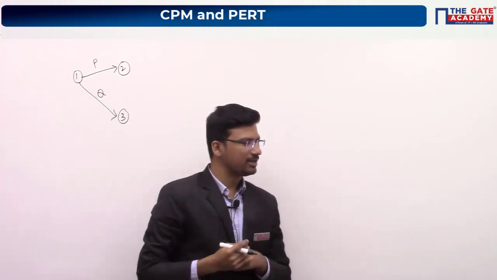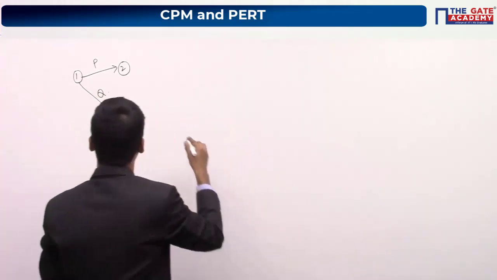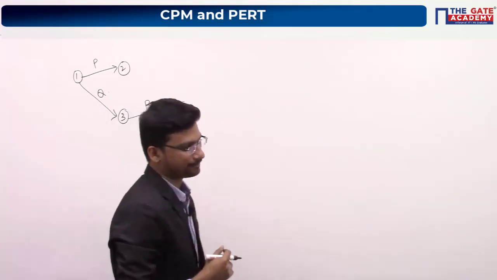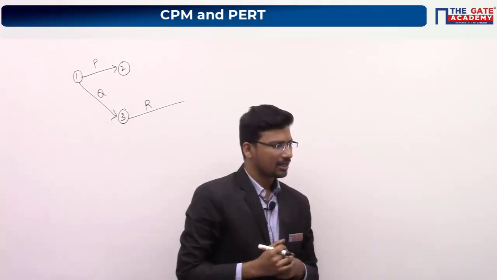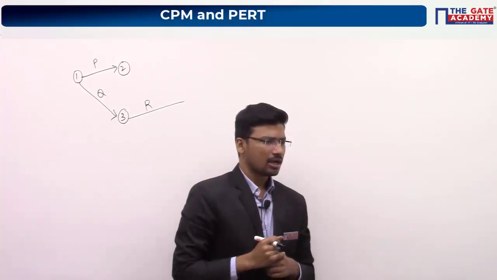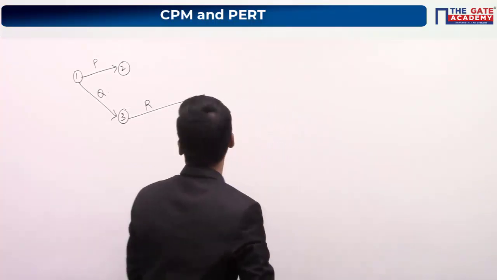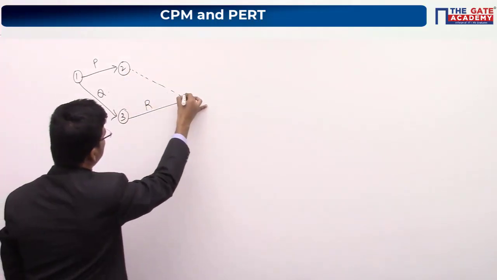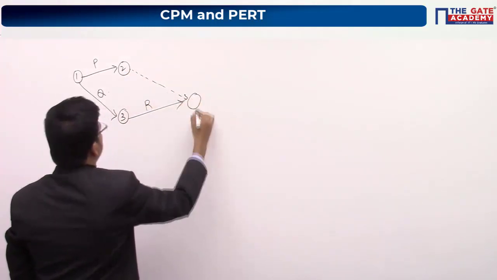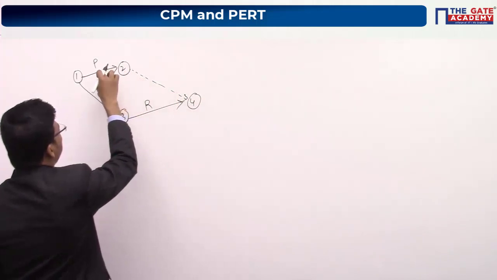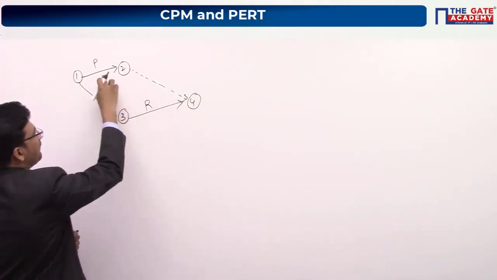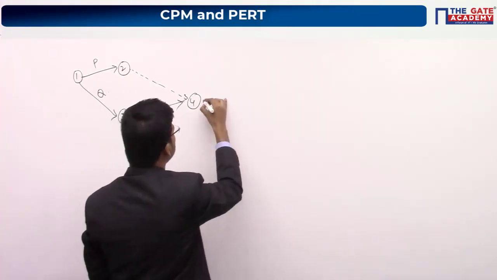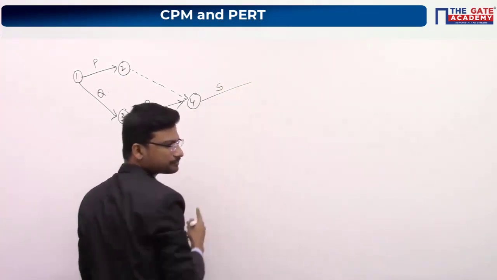They are saying that after completing Q, I have to start activity R. So after completing Q, I am starting activity R. And after completing P and R, I have to start S. So take this dummy activity. This node represents completion of activity P and completion of activity R. So after completing P and R, I have to start activity S.